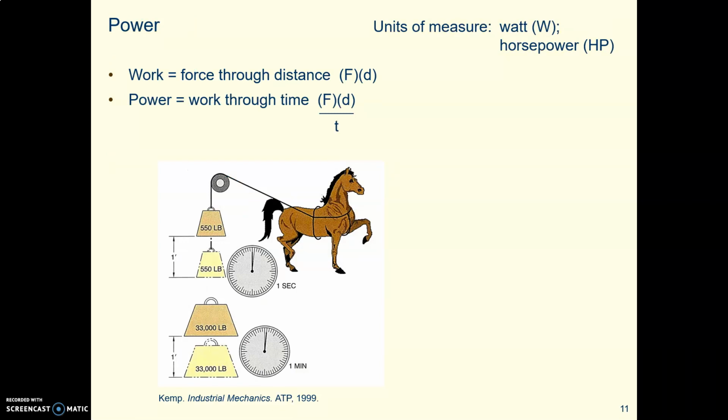Okay, then power, which we measure in watts, and we can also measure it in horsepower. There we can directly translate. But when we talk about electricity, we'll use watts. Now, work is the transfer of energy through a distance, and power is work over a period of time.